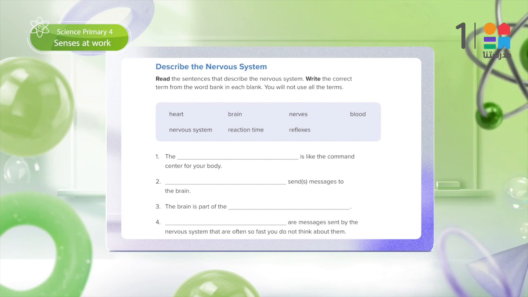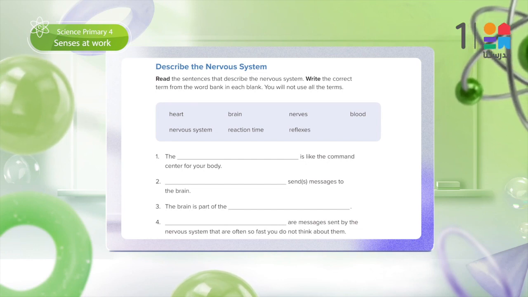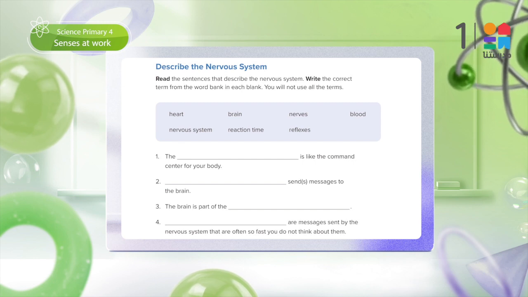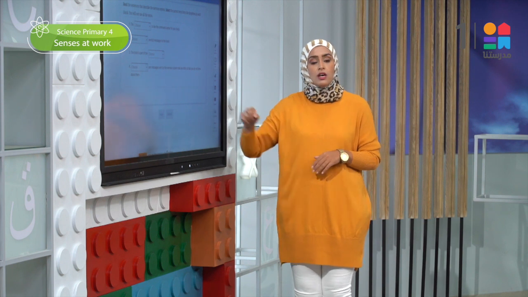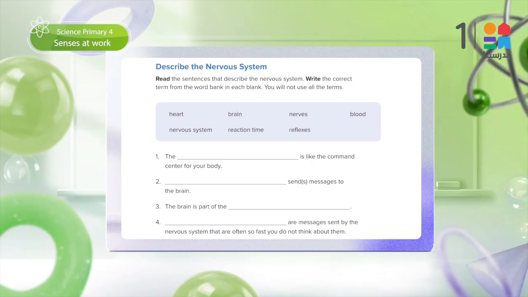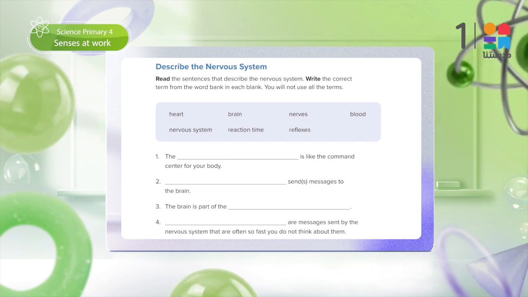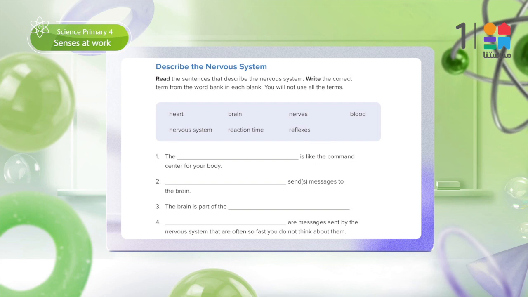The second question is, what sends message to the brain? That's right. It must be nerves because their function is to send messages from the brain to different body parts and from different body parts to the brain. The third question is, the brain is part of what? Of course, the nervous system.